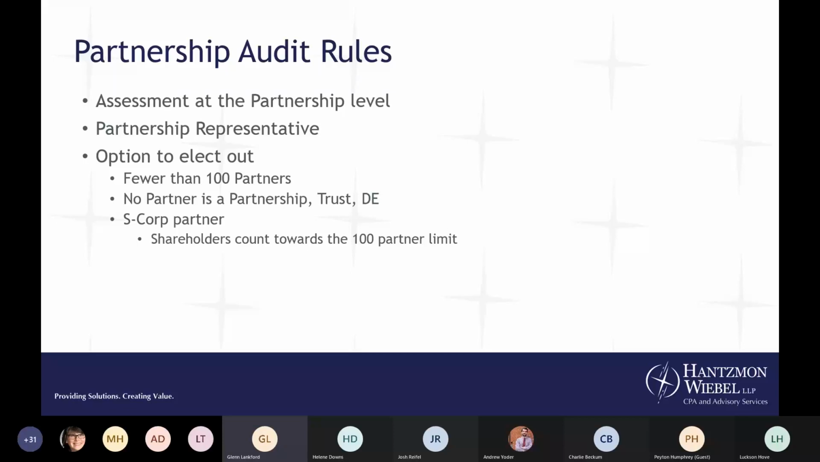TEFRA provided for a partnership level audit, but not for the tax actually to be assessed to the partnership. The partnership would be audited, and then the IRS would go to each partner and make their adjustments based on their audit. The centralized partnership audit regime is performed at the partnership level, and the partnership is responsible for the tax unless they push it out to the partners, which they can do within certain time constraints.